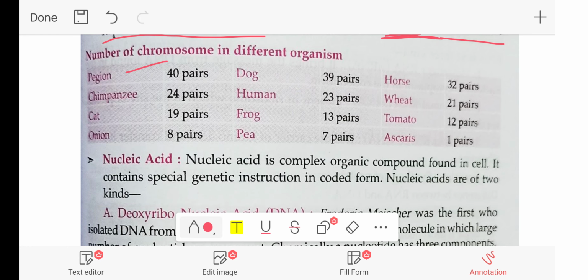Pigeon, 40 pairs of chromosomes. Chimpanzee, 24 pairs. Cat, 19 pairs. Onion, 8 pairs. Dog, 39 pairs. Human, 23 pairs. Frog, 13 pairs. Pea, 7 pairs. Horse, 32 pairs. Wheat, 21 pairs. Tomato, 12 pairs. And asparagus, 1 pair. Next, we'll see nucleic acid.